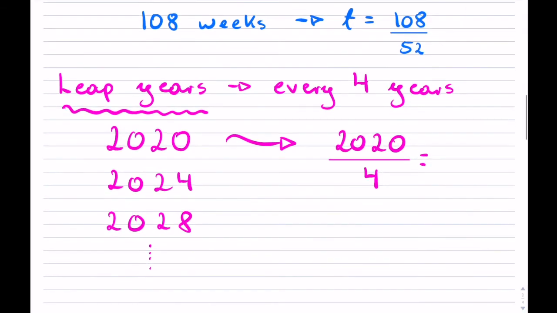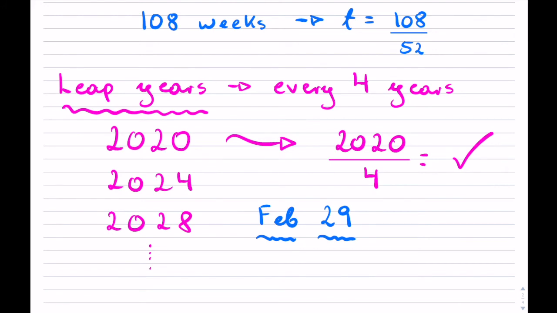So now, these leap years, what's so interesting about them? What's interesting is that February has 29 days. If it's not a leap year, February always has 28 days. Now, this is important for us when we are dealing with counting the number of days in between dates.